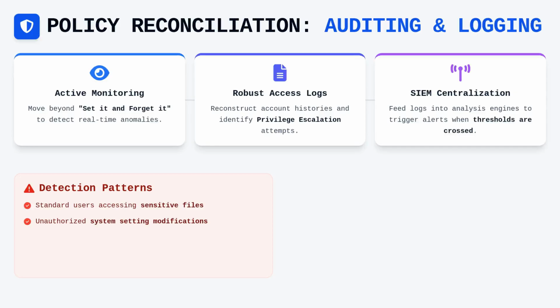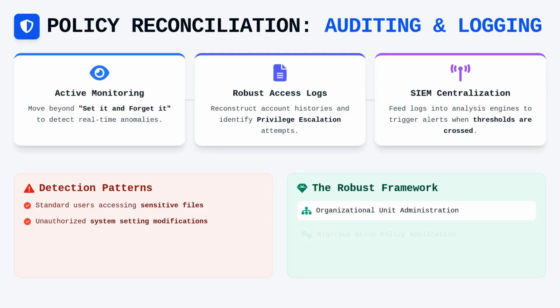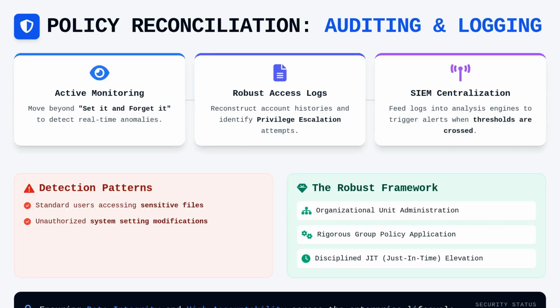This requires a proactive approach to centralization, feeding logs into a SIEM or a similar analysis engine that alerts us when threshold boundaries are crossed. Through careful administration of organizational units, rigorous application of group policies, and disciplined use of JIT elevation, we establish a robust environment. This framework protects data integrity and ensures that accountability remains high even as our configurations grow in complexity throughout the enterprise lifecycle.